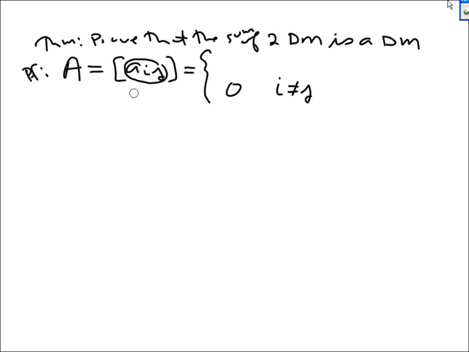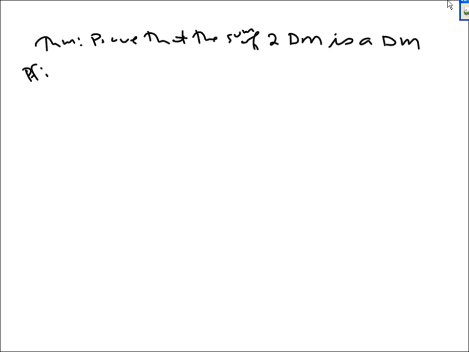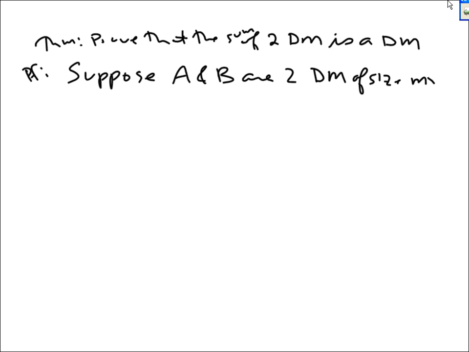Let me write the proof up just a little bit cleaner. Suppose A and B are two m by n diagonal matrices. Suppose A and B are two diagonal matrices of size m by m. In fact, I don't even have to say that. It's understood if A and B are two diagonal matrices, then they're square.